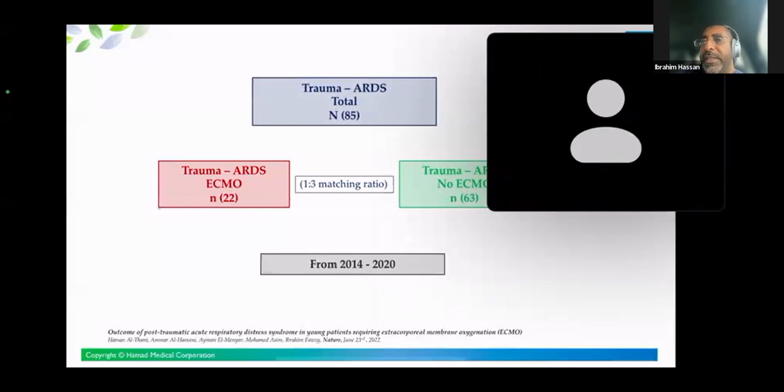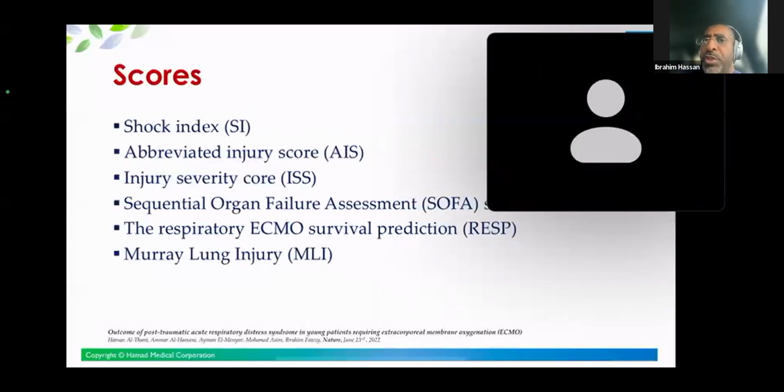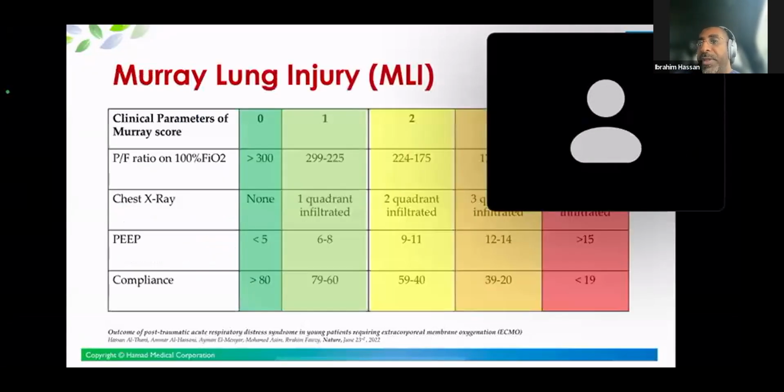So a total of 85 patients went on the study. We used different scores to categorize the patients as everybody, shock index, injury severity score, SOFA score, and RISP score to assess ECMO survival. But the Murray lung injury score, I think, was very interesting. That was the only one that was completely different between the two groups.